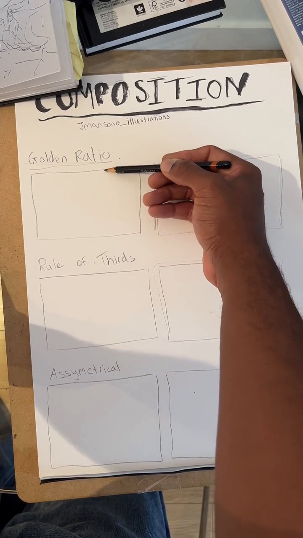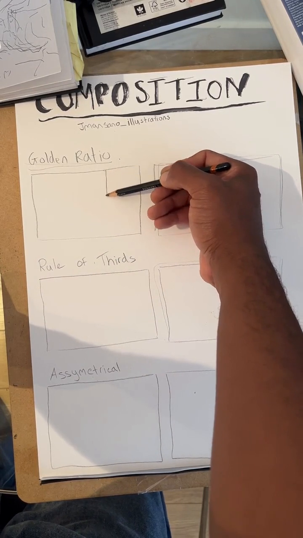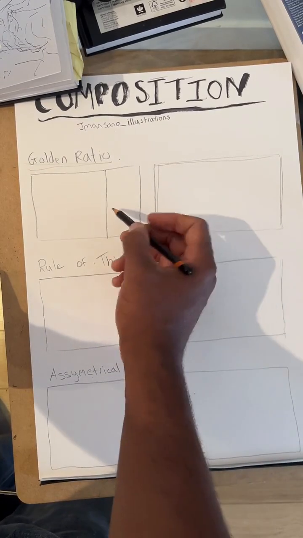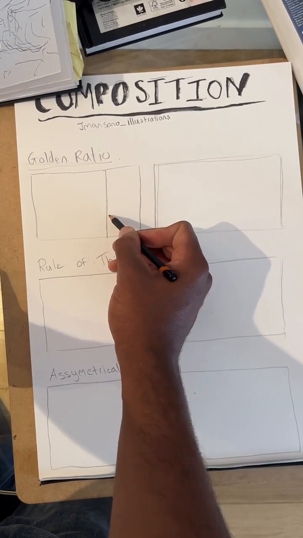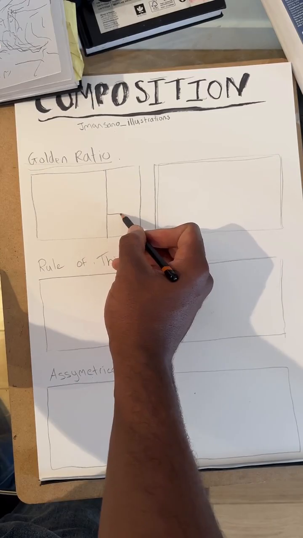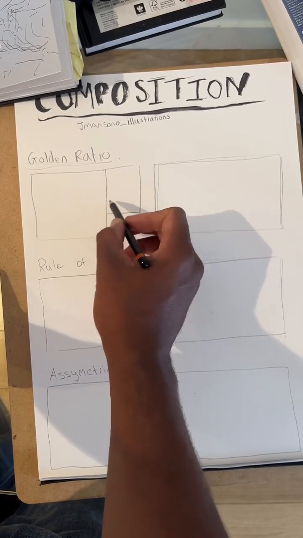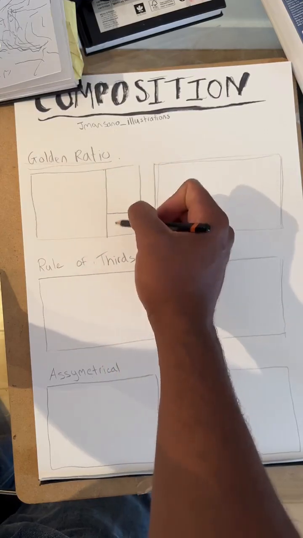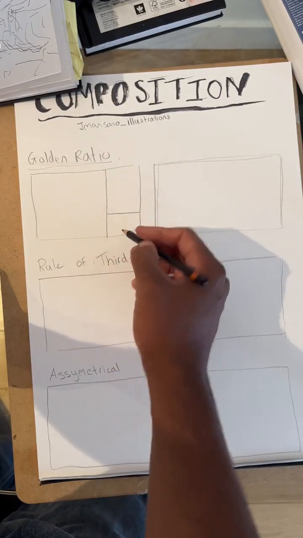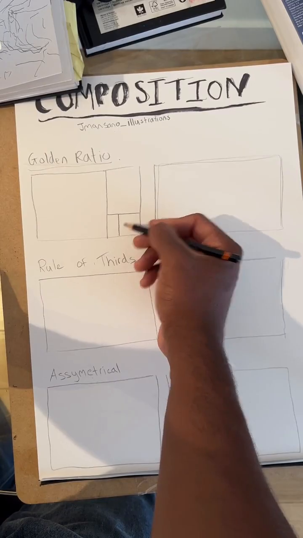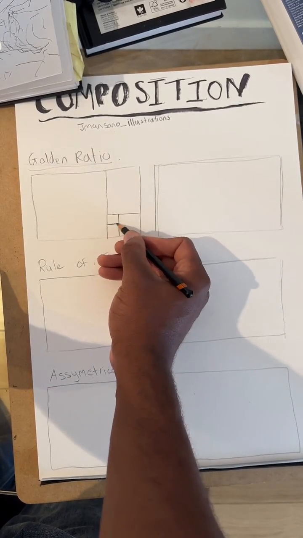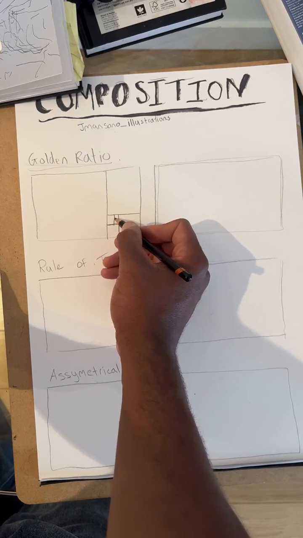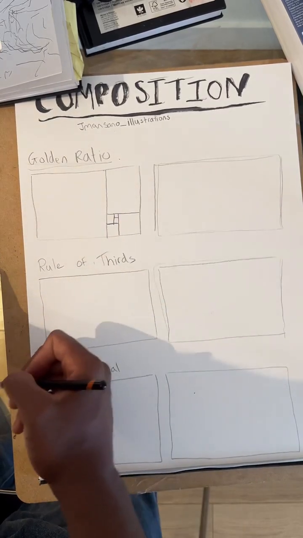So it's about a third. This is a rough copy of it because obviously I can't get it exact. But for the purposes of the tutorial, I'll give you a demo. It's kind of like you split your page into a third, then another third, and then another third.